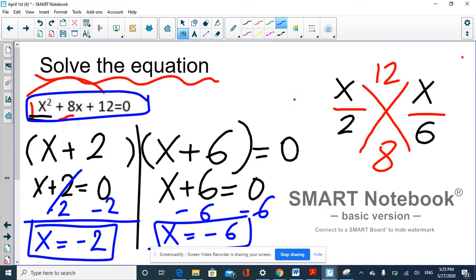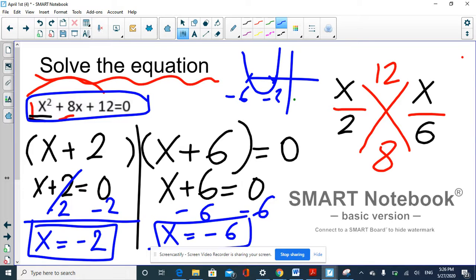Okay, and another thing you have to remember is that this equation is a quadratic equation. If you graph it, it will be a parabola opening up because the coefficient of x squared is positive, and it will cut the x-axis at these two points, negative 2 and, sorry, let me fix this, negative 2 and negative 6, and the graph would be like this.